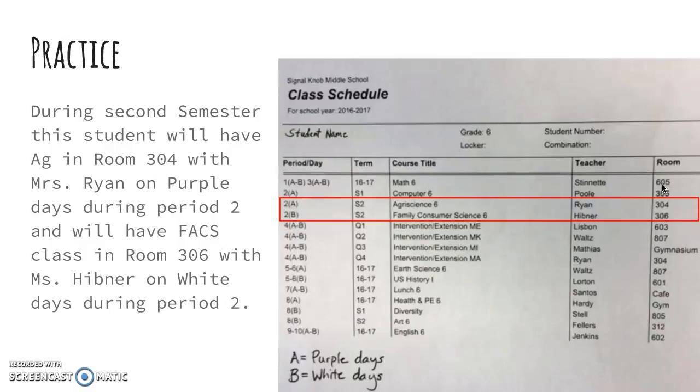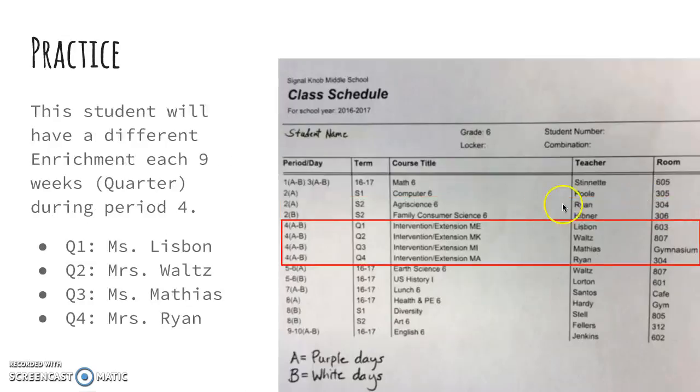Let's take a look at the period 2 related arts courses for second semester. During second semester, this student will be having Ag in room 304 with Mrs. Ryan, but only on purple days. Why you see the A there. The student on white days will be having Facts class, Family and Consumer Sciences, with Miss Hibner in room 306. And these take place on period 2.